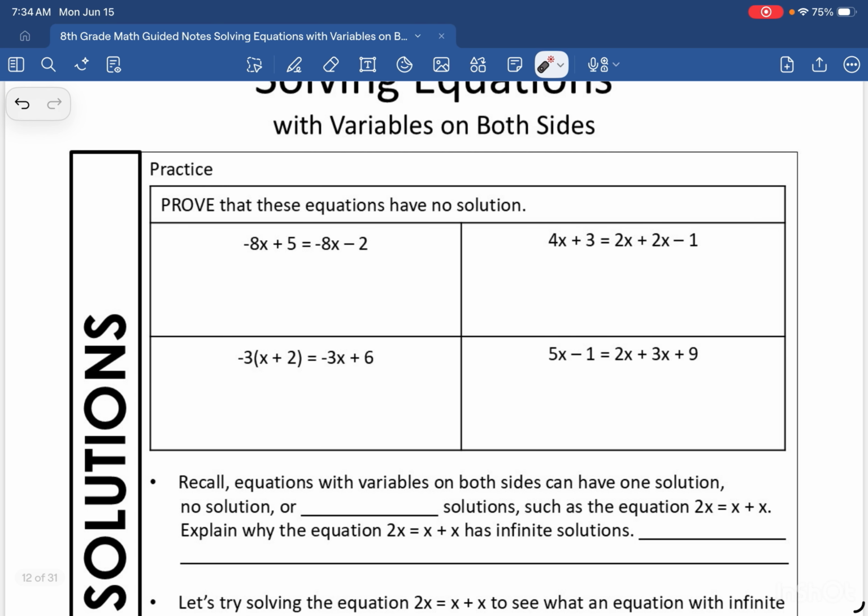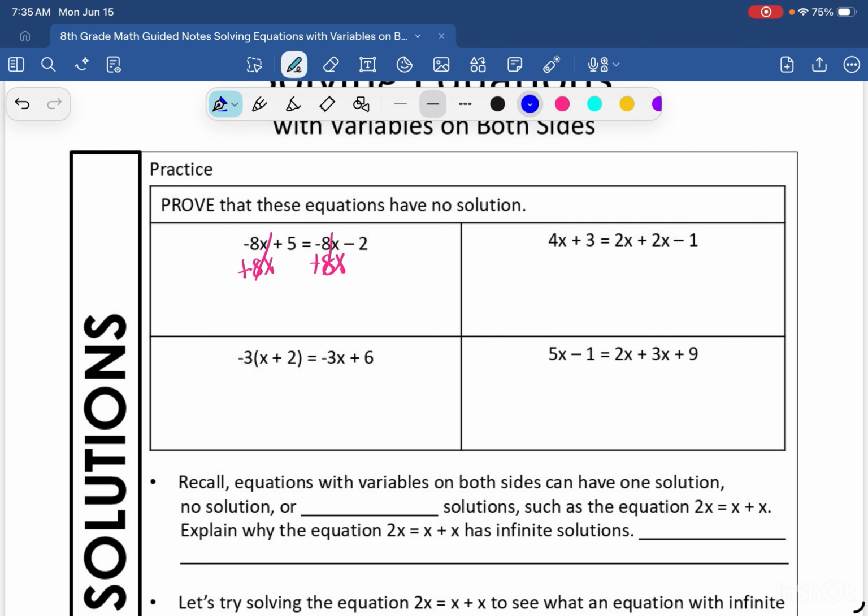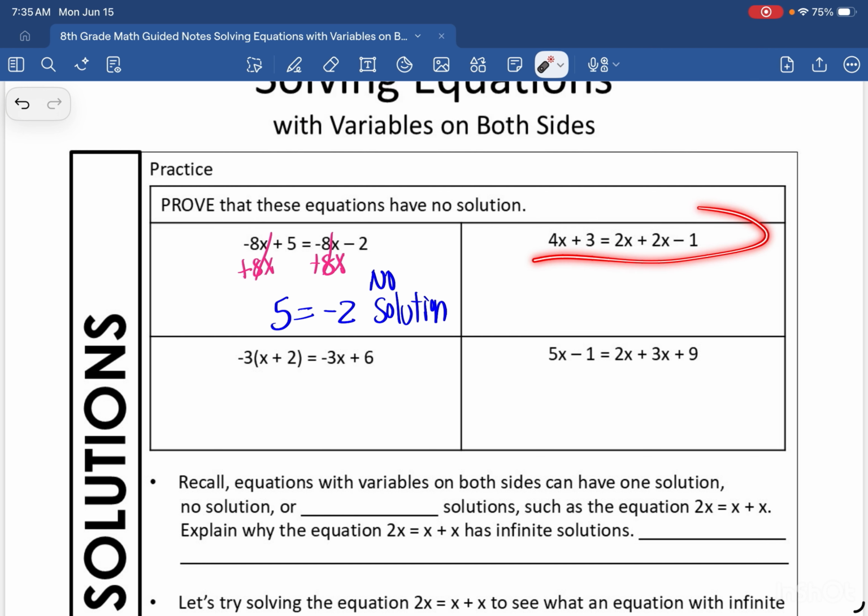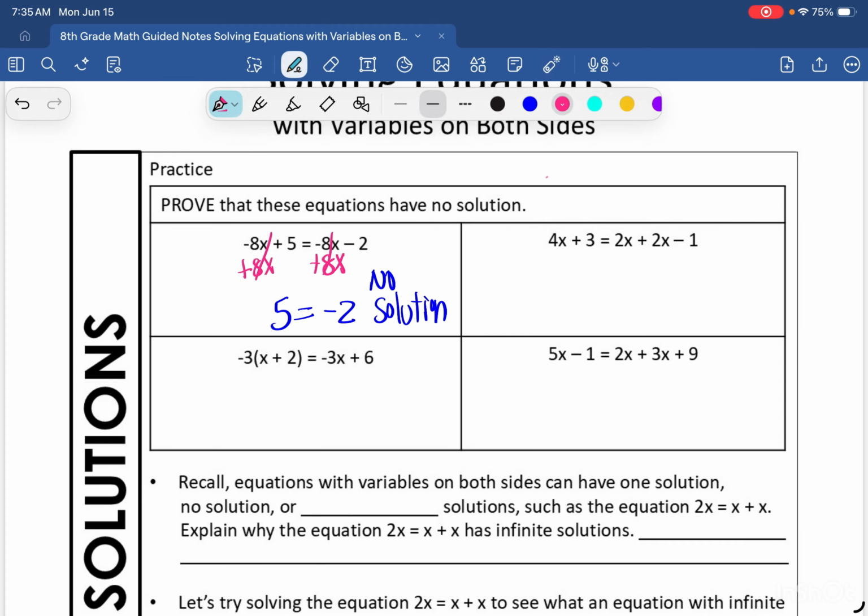Practice. Prove that these equations have no solution. So let's go ahead and try and solve them. Looking at this first one right here, let's add 8x to both sides. And now my equation reads 5 equals negative 2, which means the equation has no solution because 5 does not equal negative 2. Let's do this one right here. Let's first simplify it. So I still have 4x plus 3, and then 2x plus 2x is 4x. Then I'm going to have a minus 1. Let's subtract 4x from both sides. And they both cancel, and now my equation says 3 equals negative 1, which means the equation has no solution.